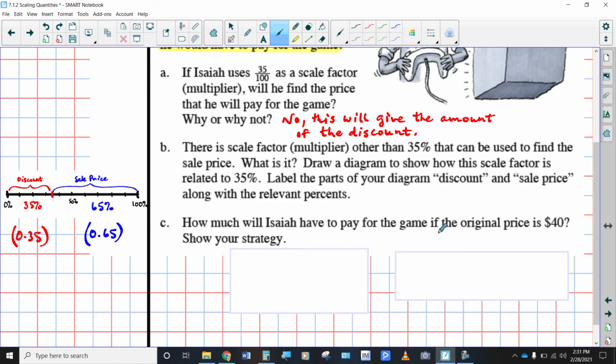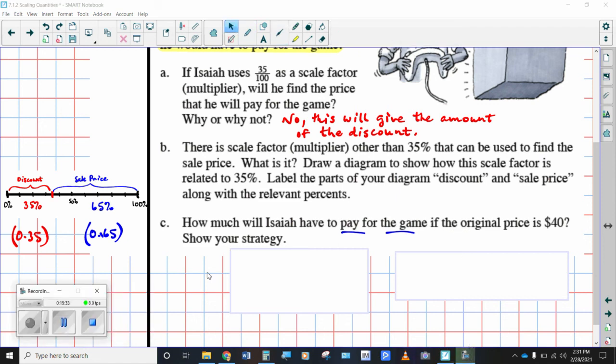So let's say that the original price was $40. And how much will he have to pay? Okay, so which of these are you going to use? For the amount that he's going to pay, are you going to use the 35% or are you going to use the 65%? Go ahead and make your choice and then declare your answer, how much he's going to pay for the game that was discounted 35% and the original price was $40.